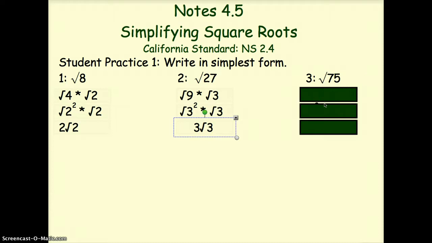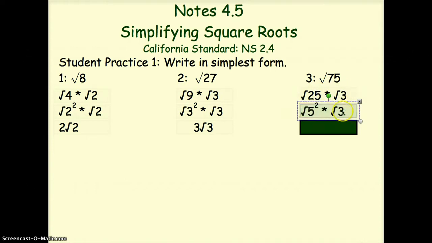Again, I'm looking for a perfect square that can go into it. And I have 25 times 3. So I can turn 25 into 5 squared. The radical 3, again, I have to leave it alone because there's nothing I can do. So I have radical 5 squared. The radical and the square cancel out, and I end with 5 radical 3. Hopefully you got all those right. If not, make sure you take a minute to correct them.